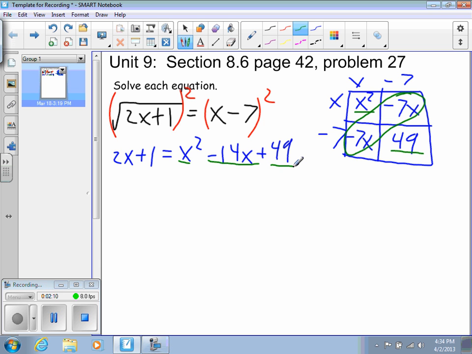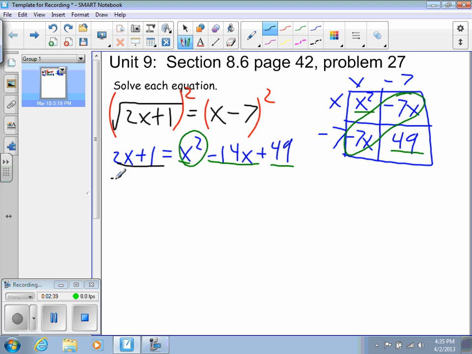Now, we have a variable that's squared here. This is a quadratic equation. We need to get everything on one side and factor it to solve it. I don't want my leading term to be negative, so I'm going to leave the x squared where it's at, and I'm going to move the stuff that's on this side.